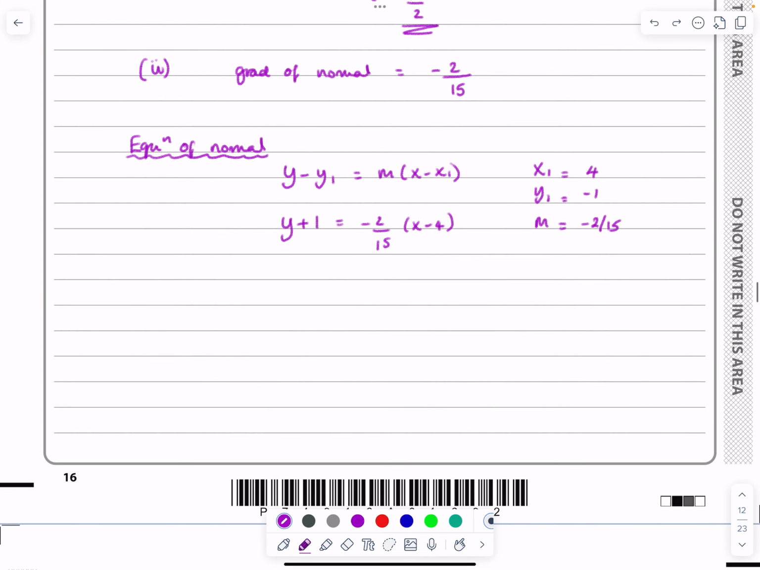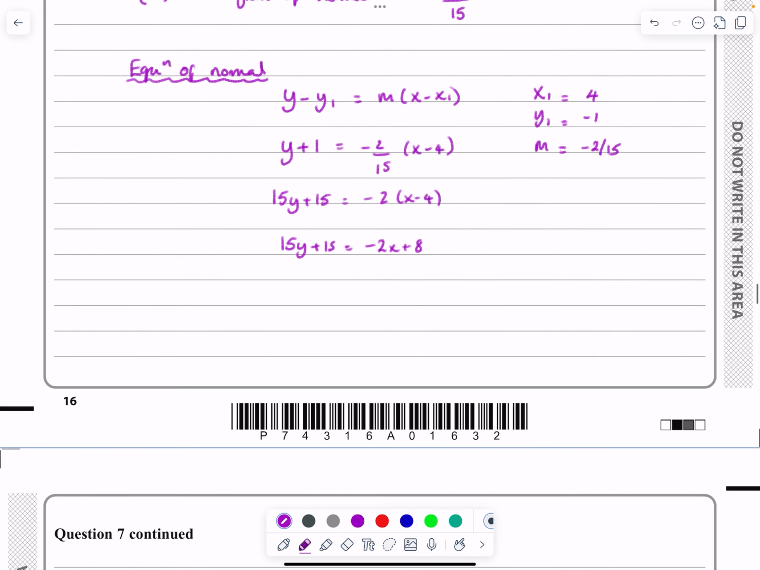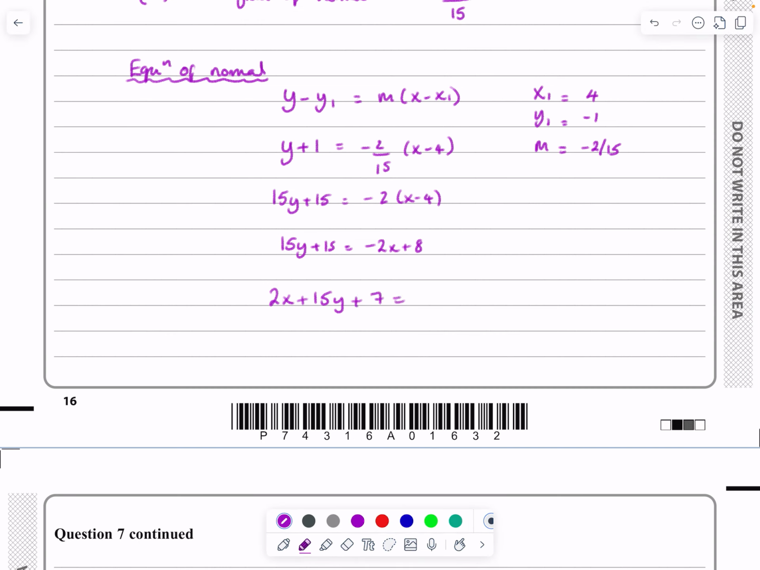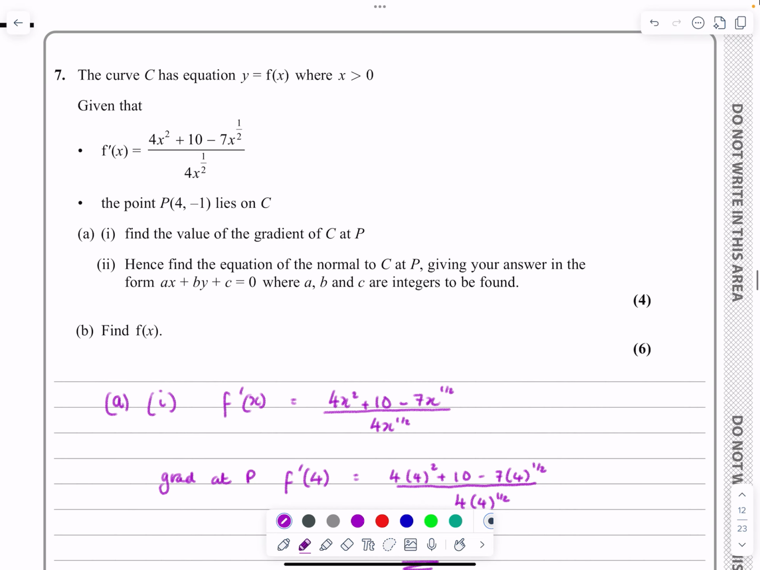So at this stage, multiply everything by 15. I'm going to get 15y plus 15 is equal to minus 2(x minus 4), and then just tidy this all up. That's going to give me 15y plus 15 equals minus 2x plus 8. Just be careful when we're tidying this all up. I'm going to say that's 2x plus 15y, and then 15 minus 8 is going to give me plus 7 equals 0. So I've got that in the format desired. So we've done A part 2.